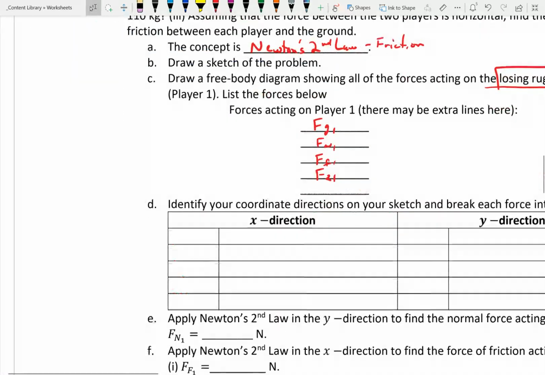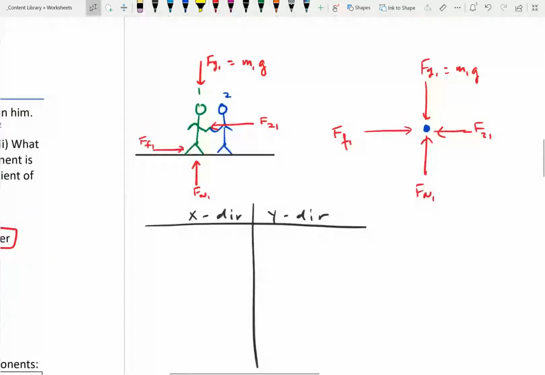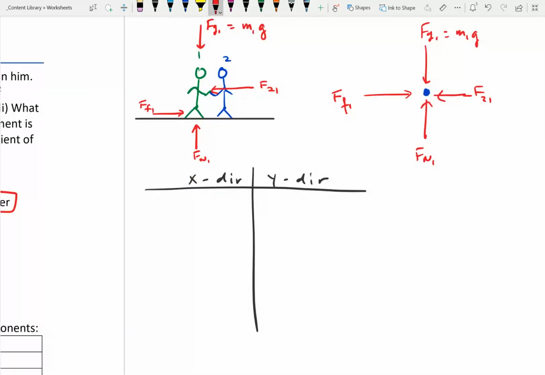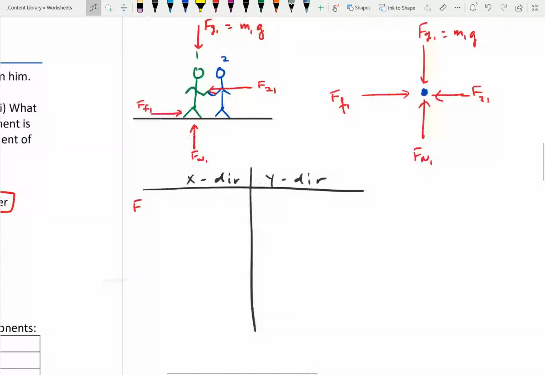So I'm going to break them into components, so I'll have force gravity 1 in the x direction equals, force normal 1 in the x direction equals, force friction 1 in the x direction equals, and force 2 on 1 in the x direction equals. So if I look at my picture, everything is already broken into components. This is going to be easy. Now I drew this here just so it's on the same picture so I don't have to go back and forth. And I want to make sure I put them in the same order, gravity, normal.